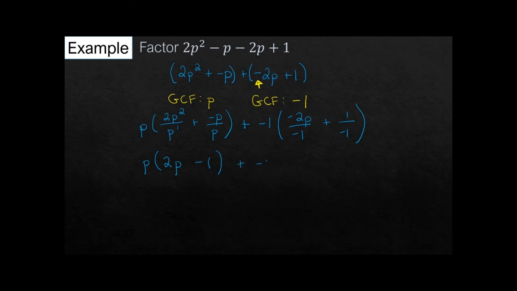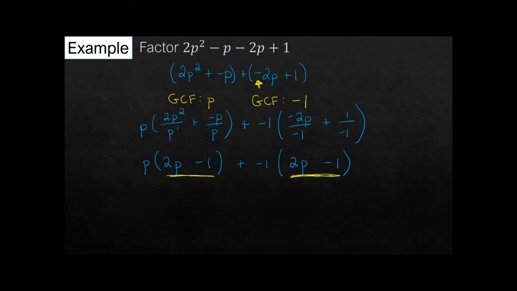Then I have plus -1. I have -2 divided by -1, which gives me a positive 2p. And then 1 divided by -1 is a -1. So you can see our parentheses match. If I had not taken out that -1, I would have ended up with a -2p plus 1, and then they would not have matched. So that's why we have to take out that negative if it's in the first part.